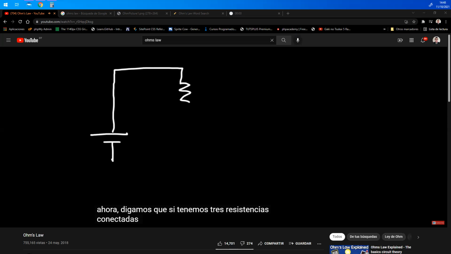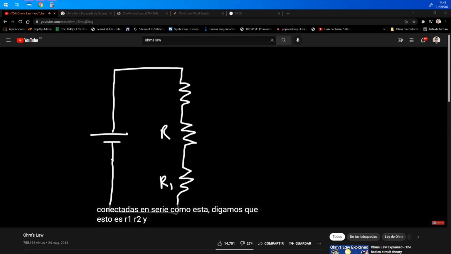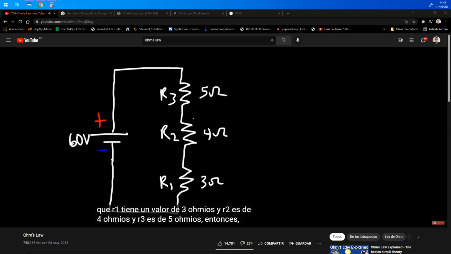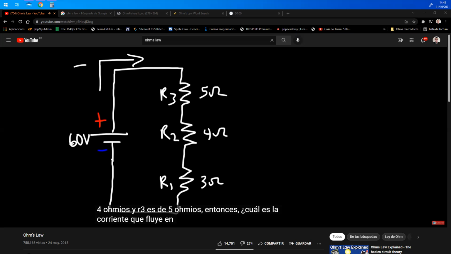Now let's say we have 3 resistors connected in series, like this. Let's say this is R1, R2, and R3, and it's connected across a 60-volt battery. Now let's say that R1 has a value of 3 ohms, R2 is 4 ohms, and R3 is 5 ohms. So what is the current flowing in the circuit?